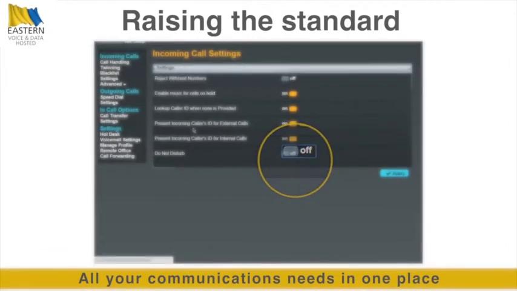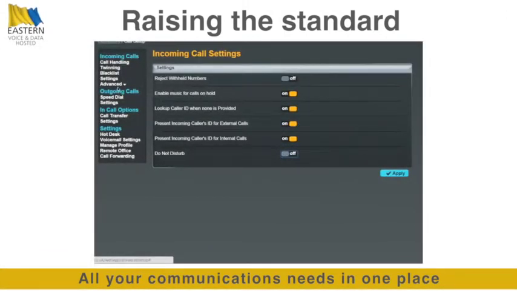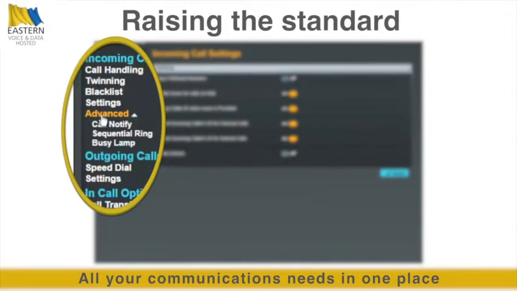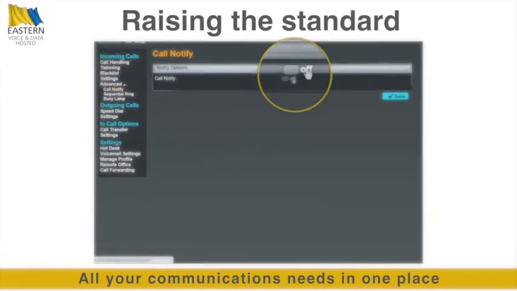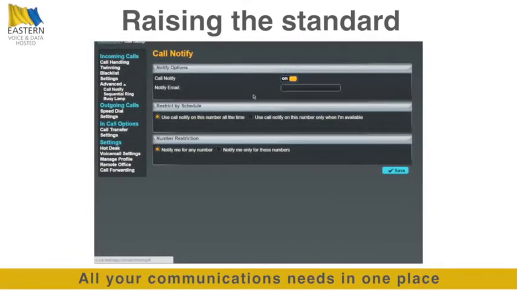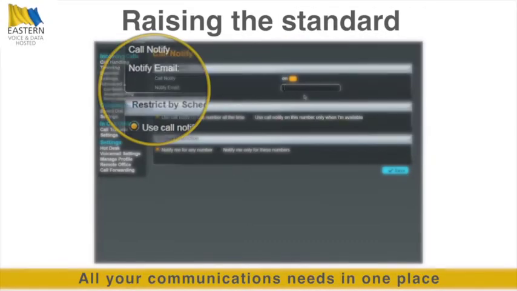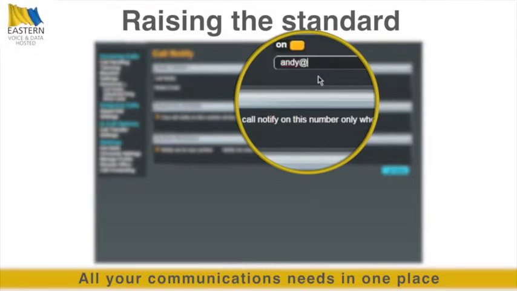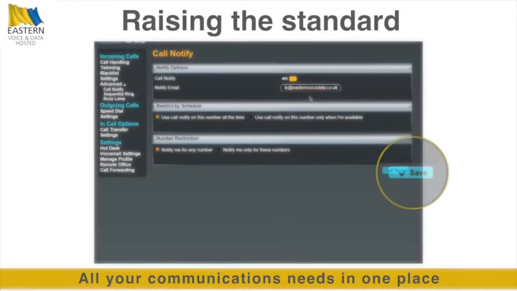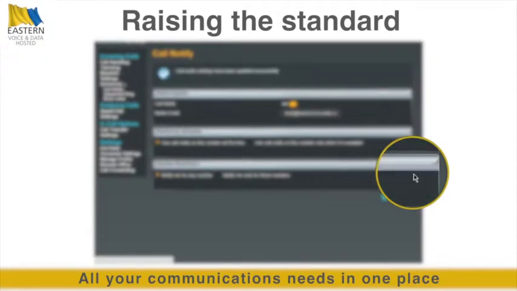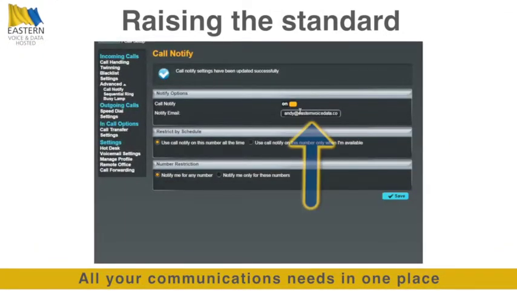In this instance, I'm not going to go into Do Not Disturb. Some more advanced but very useful things that this system can do. So call notify. Effectively, if I turn this on, what will happen is I will be able to get an email sent to me. All I do is hit save, and now whenever someone calls me, I'll also get an email to say that this phone number has called me.